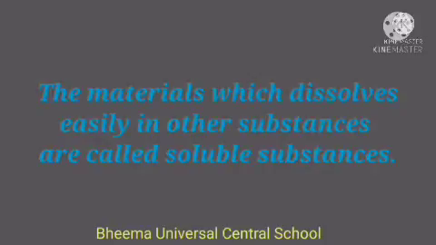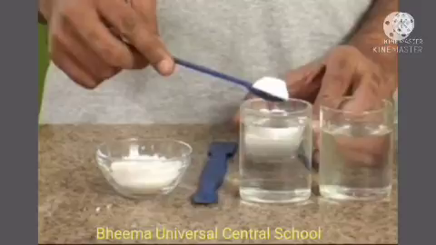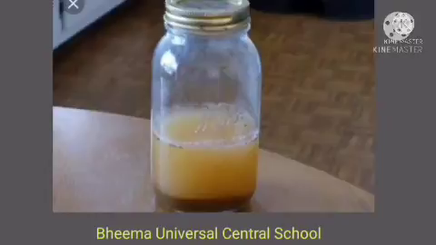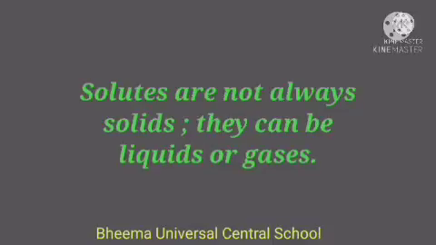The materials which dissolve easily in other substances are called soluble substances. Tell me examples of soluble substances. Very good. Salt or sugar are soluble in water. But chalk dust or sand do not get dissolved. They settle down at the bottom of the container. Such substances are called insoluble substances. Solutes are not always solids. They can be liquids or gases.